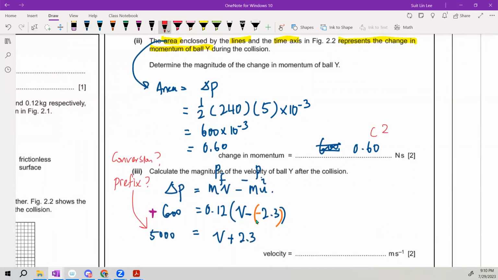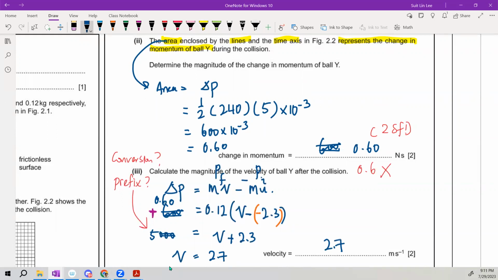Remember that this should always be two significant figures. So if you write 0.6, this is wrong. You will lose 1 mark. Okay, so I'm just showing you as if I reach this point that I realize, hey, something is wrong. So I can put 0.60 on top here. It's not really a problem. Which means this value will now be 5. So now my V would be 2.7.